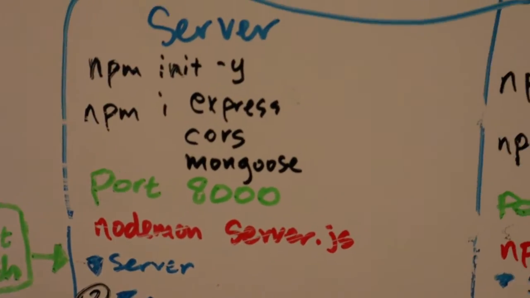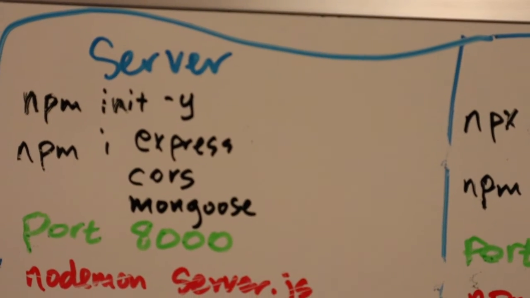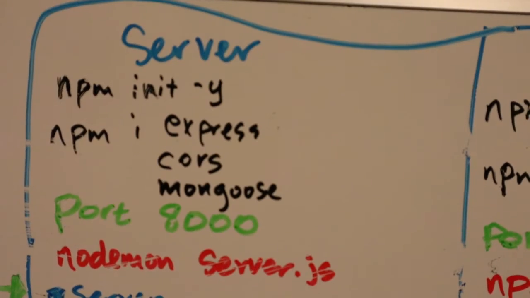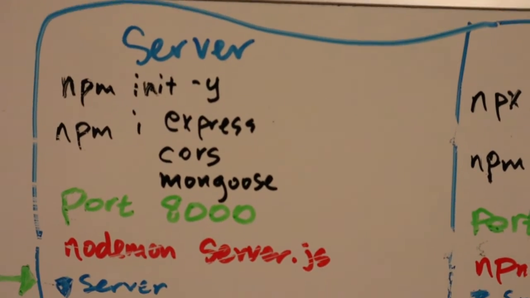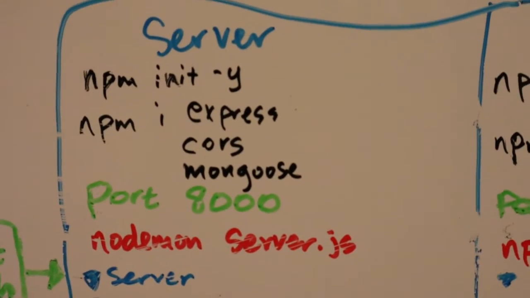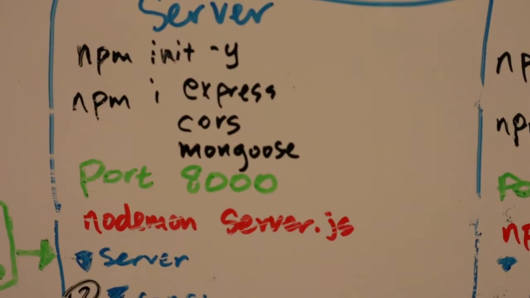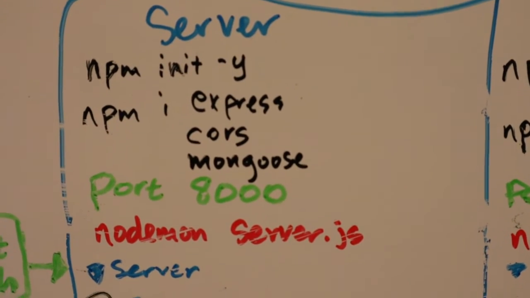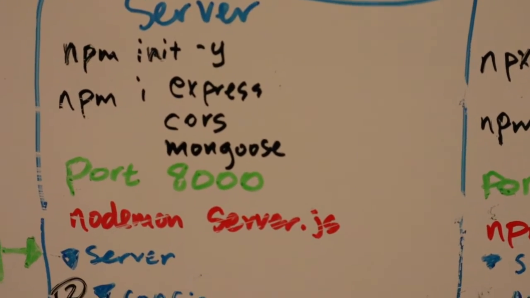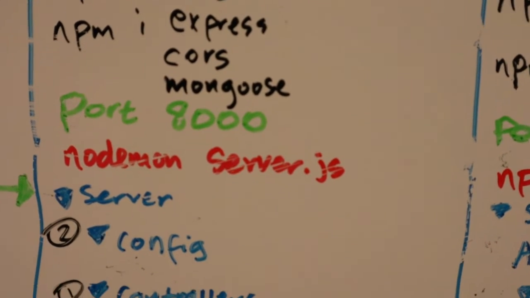Okay, so under server, in the git bash, you would do npm init -y, which would initialize an app, a server app, and make it so that you can do the whole npm install. The npm init -y would start the whole package.json that would list out all the dependencies, and then install Express, CORS, and Mongoose.